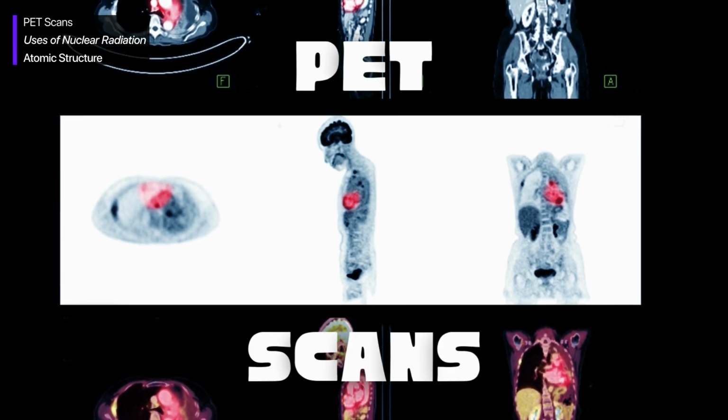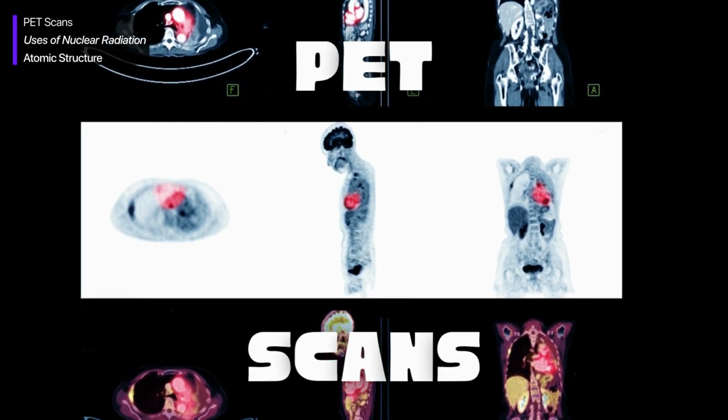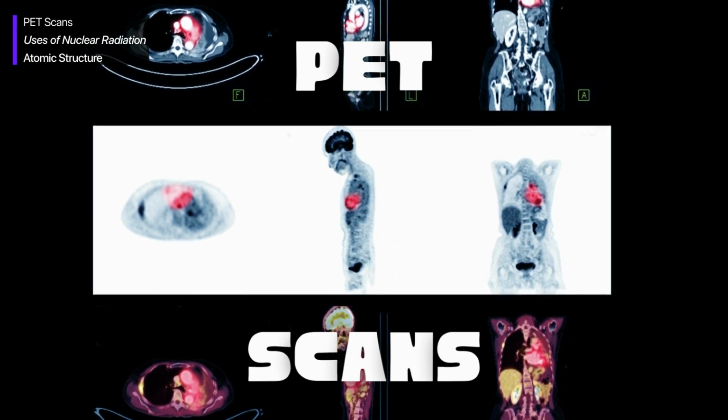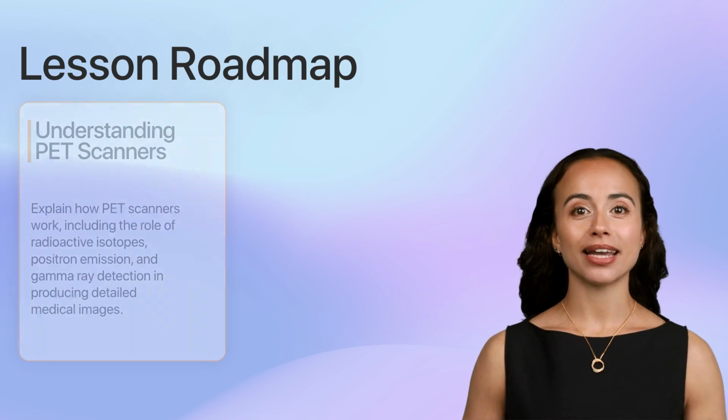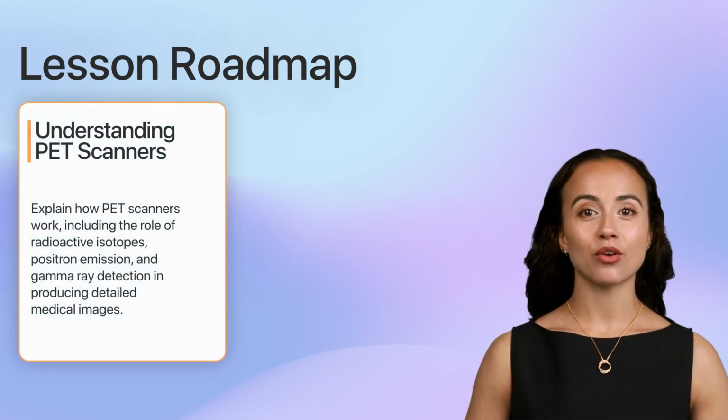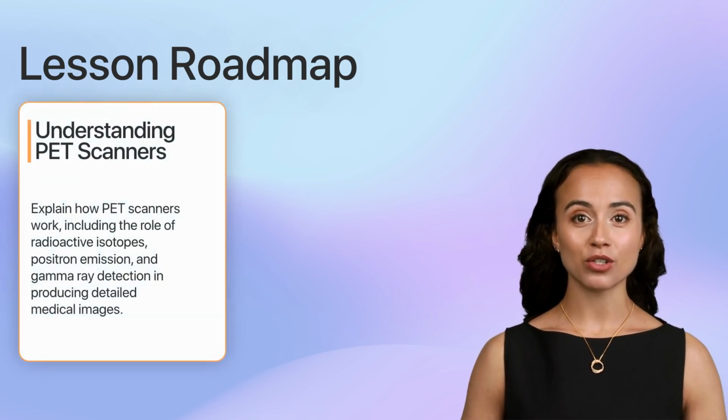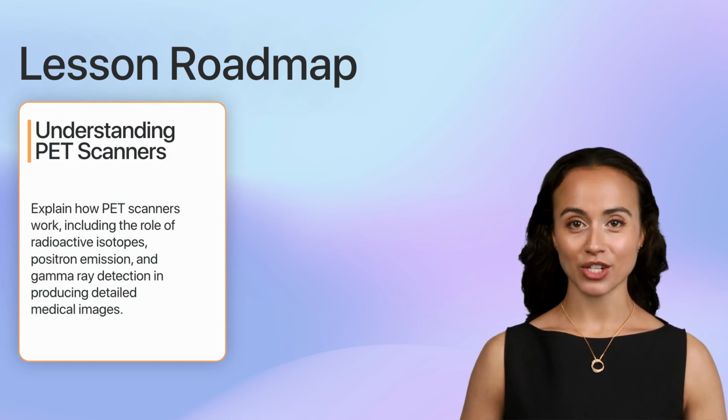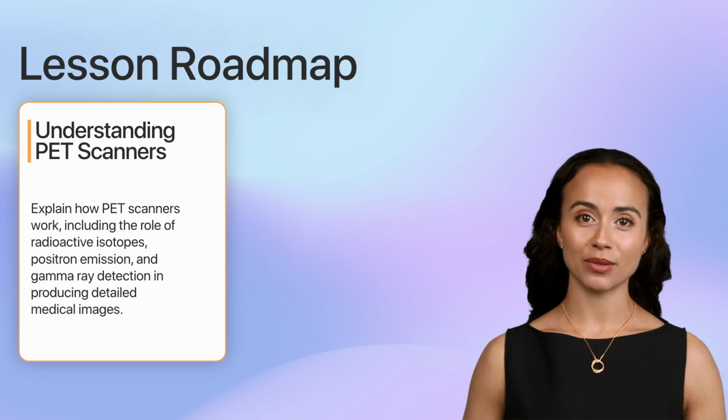Hello! Welcome to today's lesson on the use of radiation in PET scanners. Today we will explain how PET scanners work, including the role of radioactive isotopes, positron emission, and gamma ray detection in producing detailed medical images.